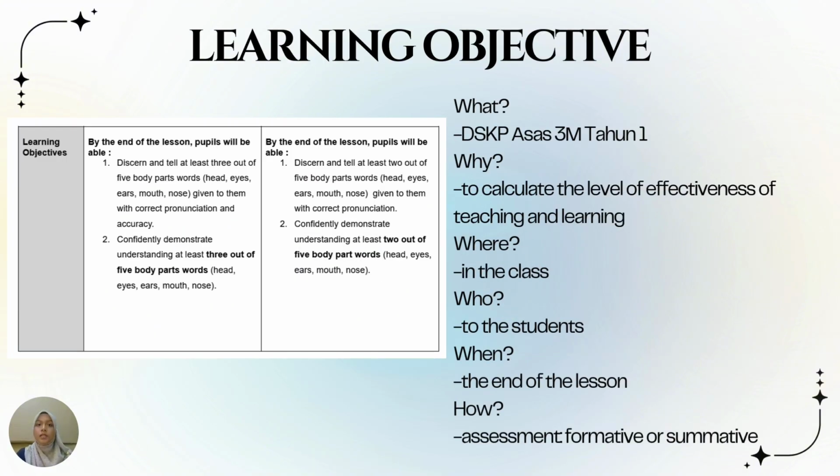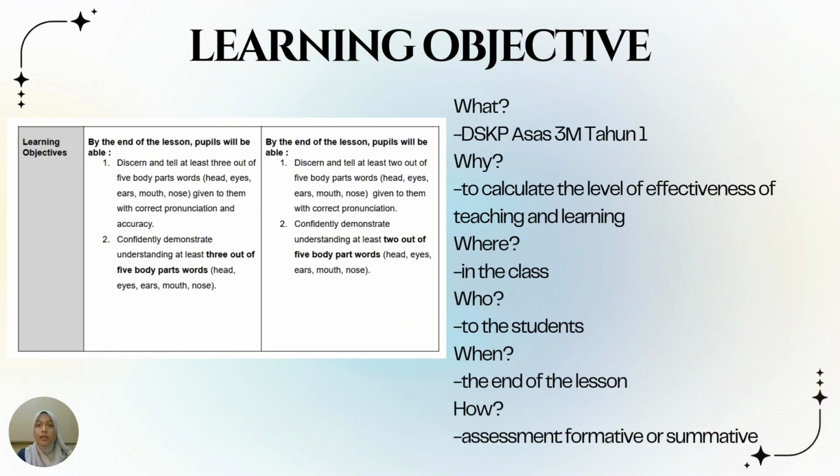Next, we have the learning objective. The learning objective is based on the SKP Asas 3M Tahun 1. Why do we need the learning objective? It is to measure the level of effectiveness of our teaching and learning in the class towards the students. We will see whether we achieve our objective by the end of the lesson when teachers do assessment, whether using formative or summative assessment.